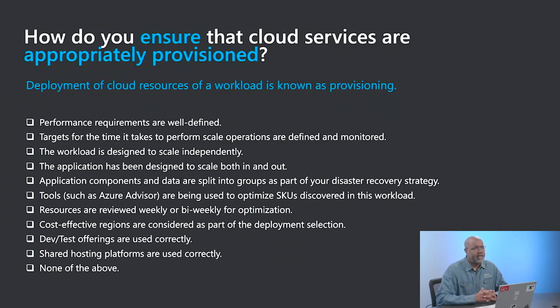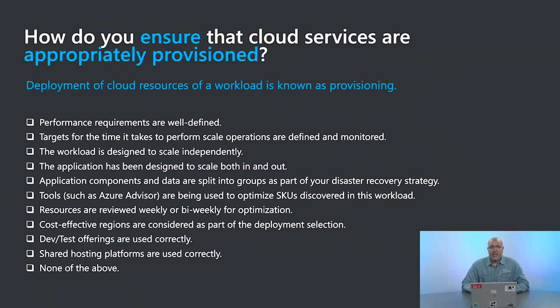Application components and data are split into groups as part of your disaster recovery strategy. A disaster recovery strategy should capture how the application responds to a disaster situation, such as a regional outage or the loss of a critical platform service, using either a redeployment, warm spare active passive, or a hot spare active active approach. To drive down costs, consider splitting application components and data into groups. For example, must protect, nice to protect, ephemeral can be rebuilt or lost, instead of protecting all data with the same policy.